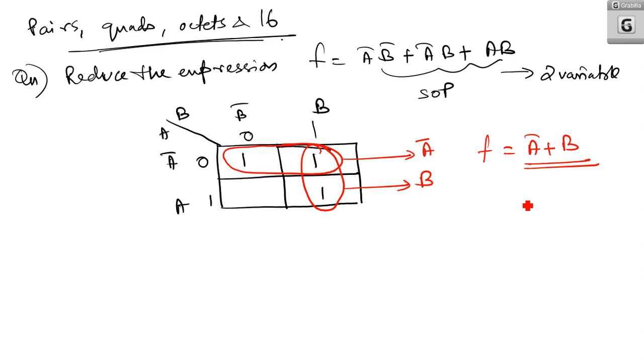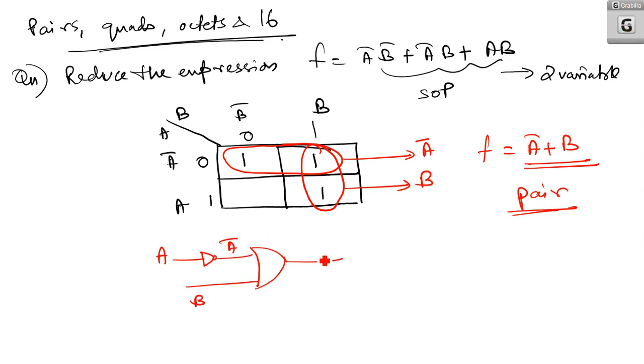So here I have given the example of taking a pair. Pair means it can be taken using adjacent cells. That is how we are taking a pair. If you are drawing a simplified gate, you will get A bar, and B. So here you get A bar or B. This is the most simplified version of this expression given in SOP. That means using K-map you can get the most simplified expression directly.